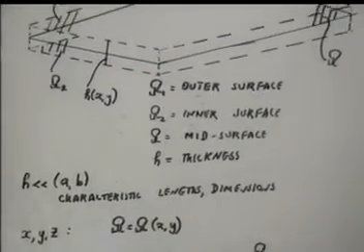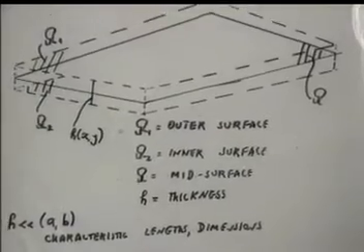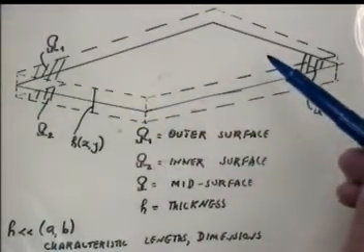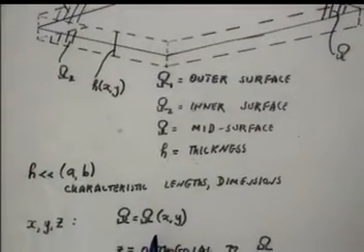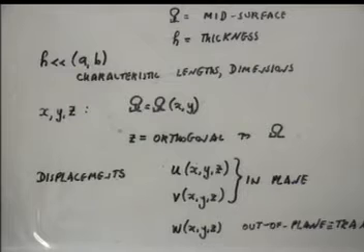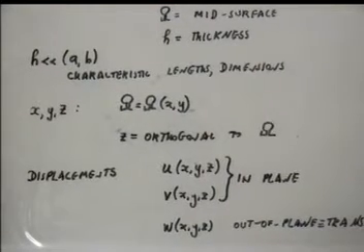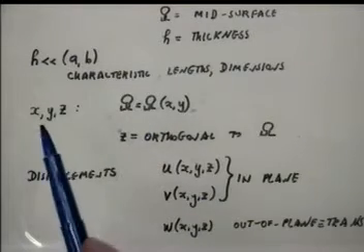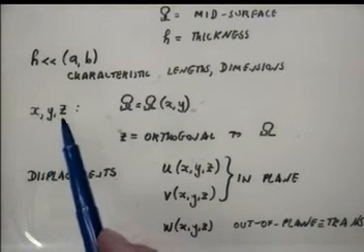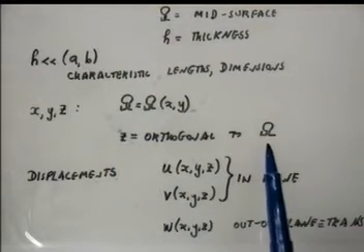Now, we have coordinate systems now. In omega, in the mid-surface, we are using coordinates x and y. Okay? Now there is a third dimension, z, that is perpendicular to xy, and that is a thickness direction. Z is orthogonal to omega.